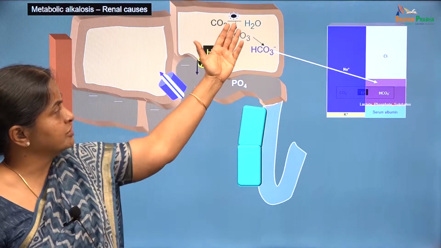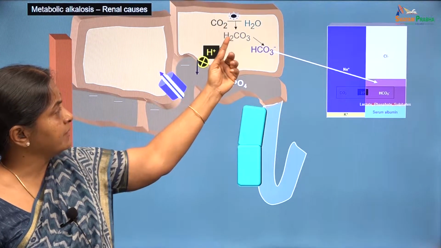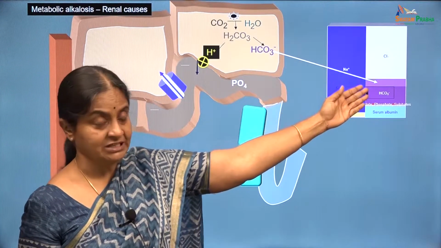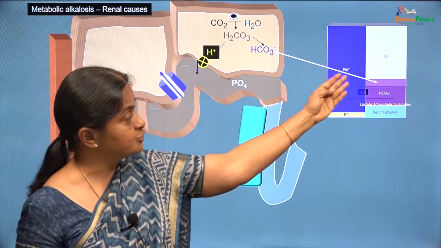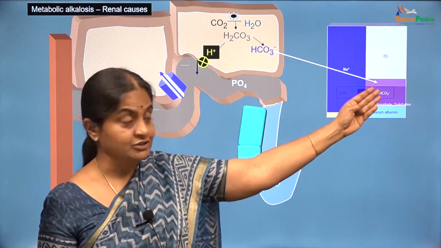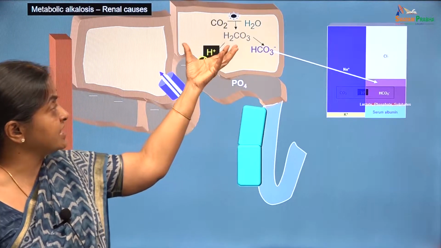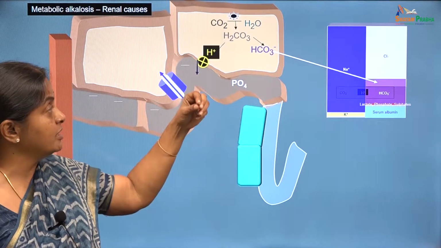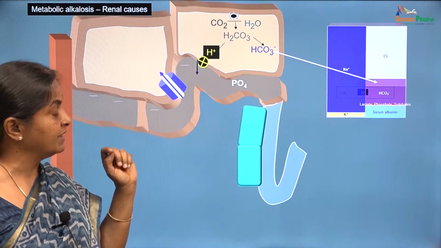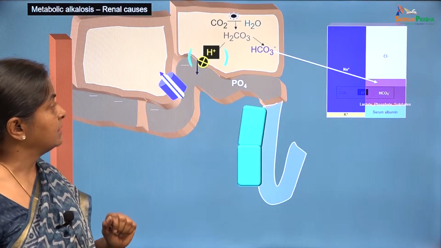This reaction goes on in the distal tubular cell, and the bicarbonate formed thereof is what is given to the plasma. If this process has to increase and therefore you have higher levels of bicarbonate, then this reaction has to proceed much more than normal, which means proton extrusion has to be much more than normal. And that is what happens.